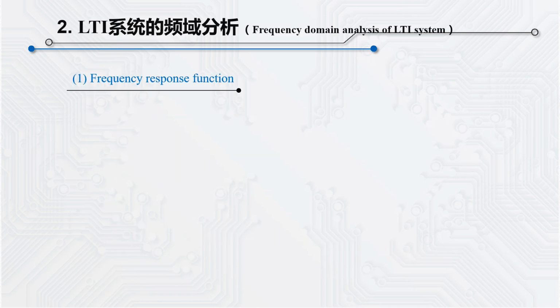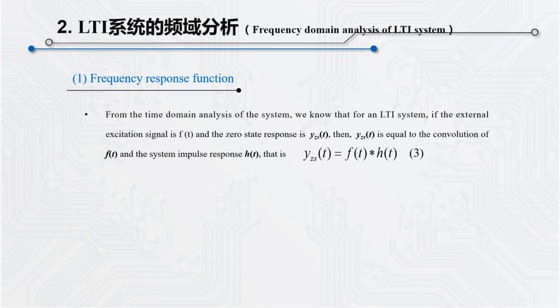Let's discuss the frequency domain analysis method of LTI system. We should use the concept of frequency response function. From the time domain analysis of system, we know that for a linear time invariant system, if the excitation signal is f(t), the zero-state response of the system is yzs(t), then yzs(t) is equal to the convolution of f(t) and the unit impulse response h(t) of the system, as shown in Formula 3.